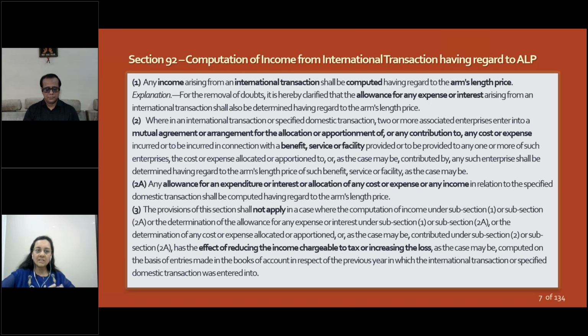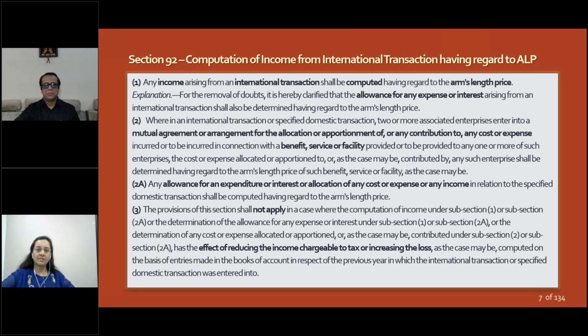Subsection 2 further adds to it that any mutual agreement or arrangement or any allocation, apportionment, contribution to cost, which may not necessarily have an income element, but is also a transaction in relation to a benefit, service, or facility, is also to be taken into account, and the arm's length price is also to be determined.